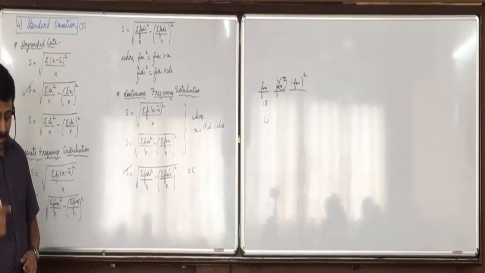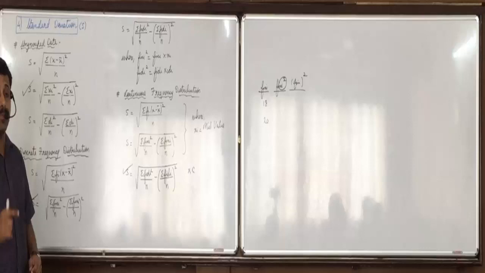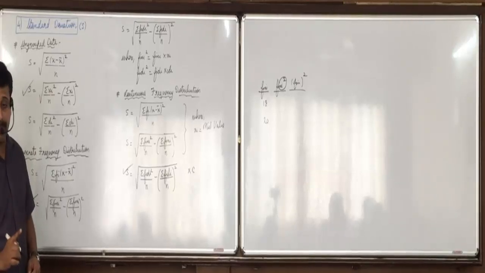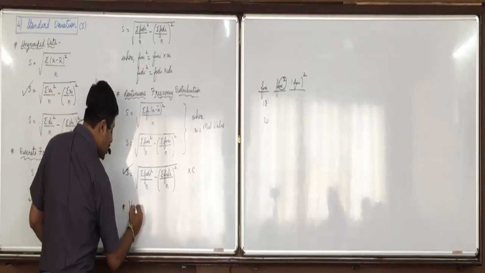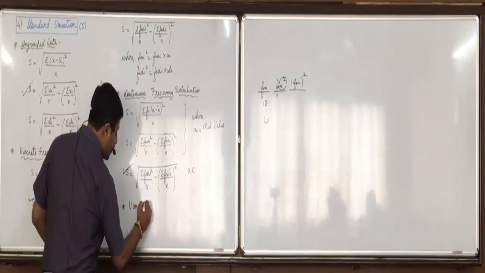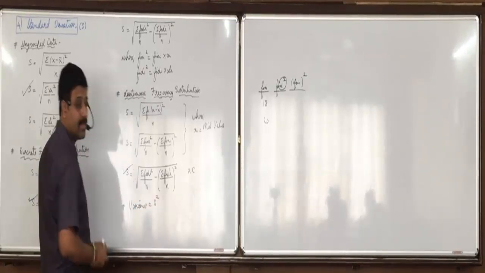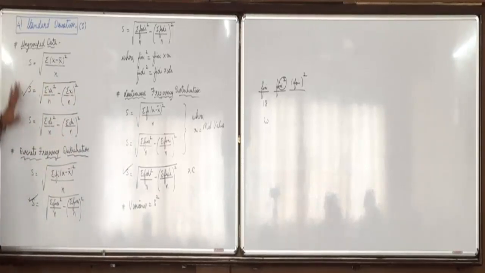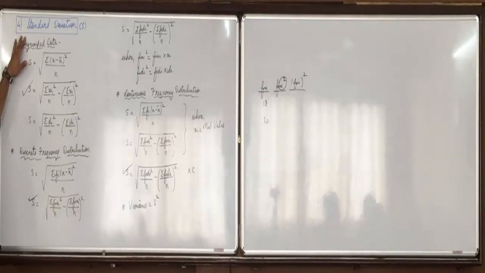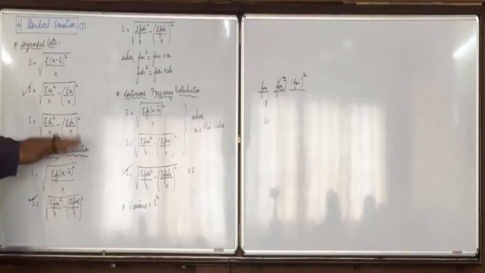Variance. Below standard deviation in absolute measures, I made you write one more measure in bracket, that was variance. Variance is always equal to s square, standard deviation square. Only this much you will remember. Standard deviation square is variance.